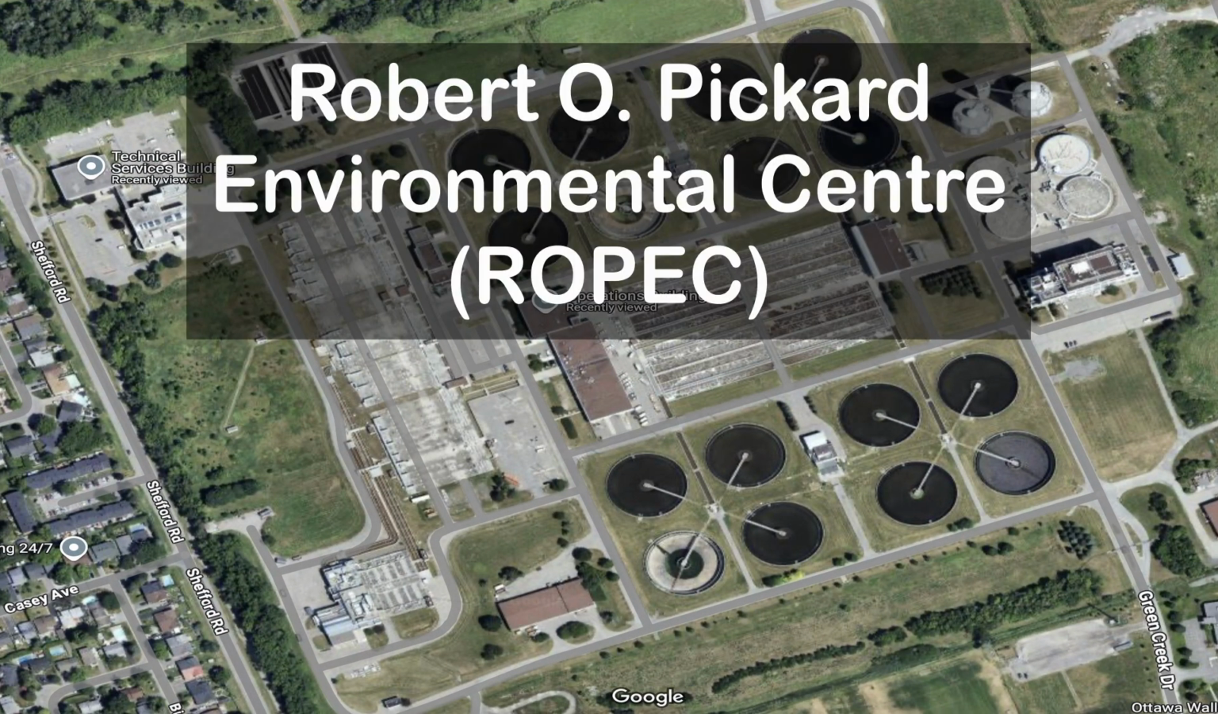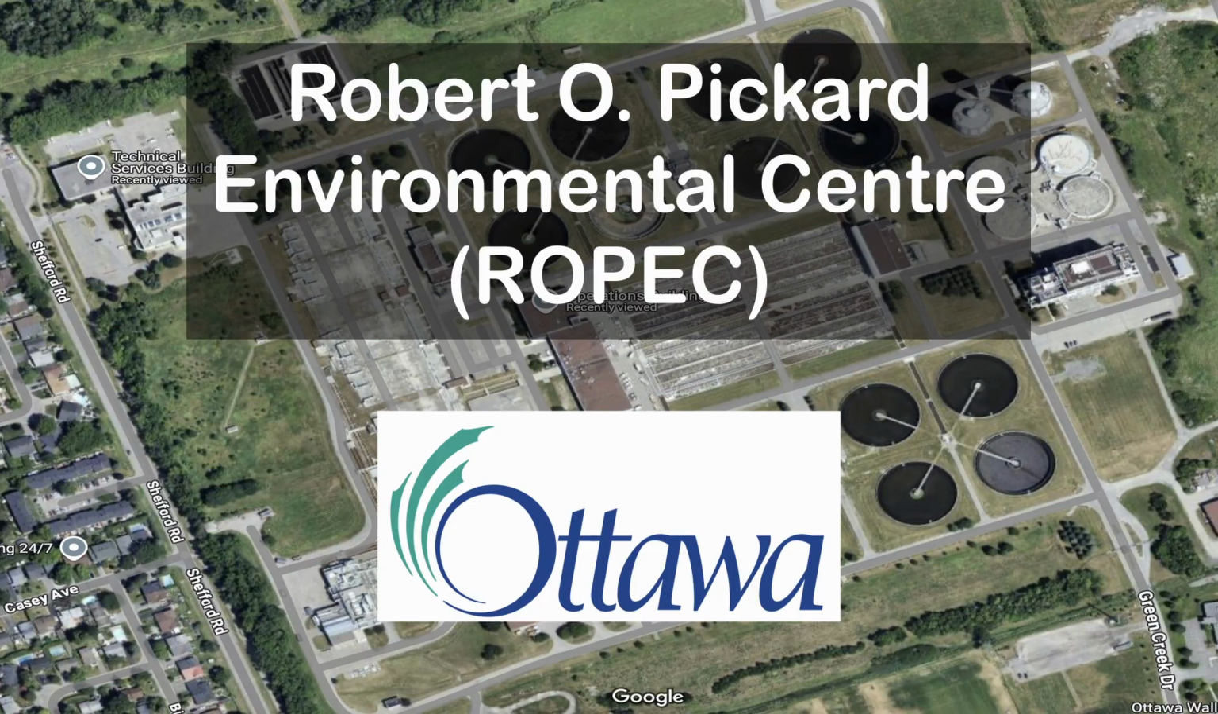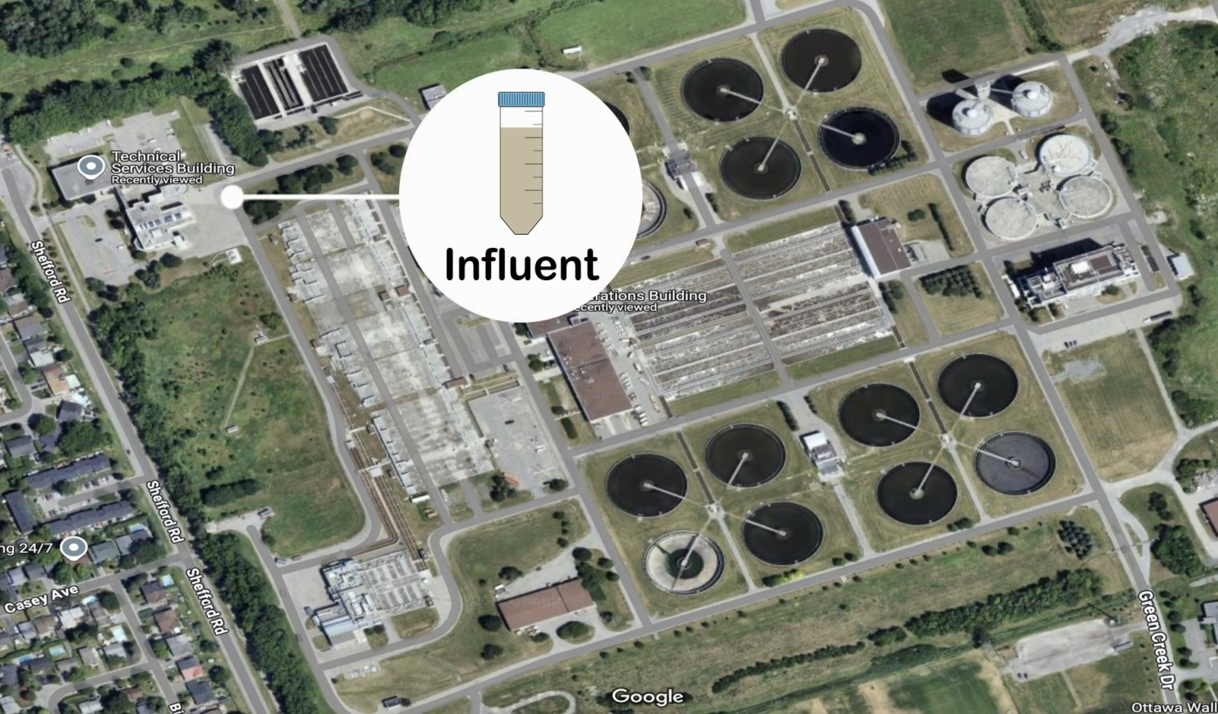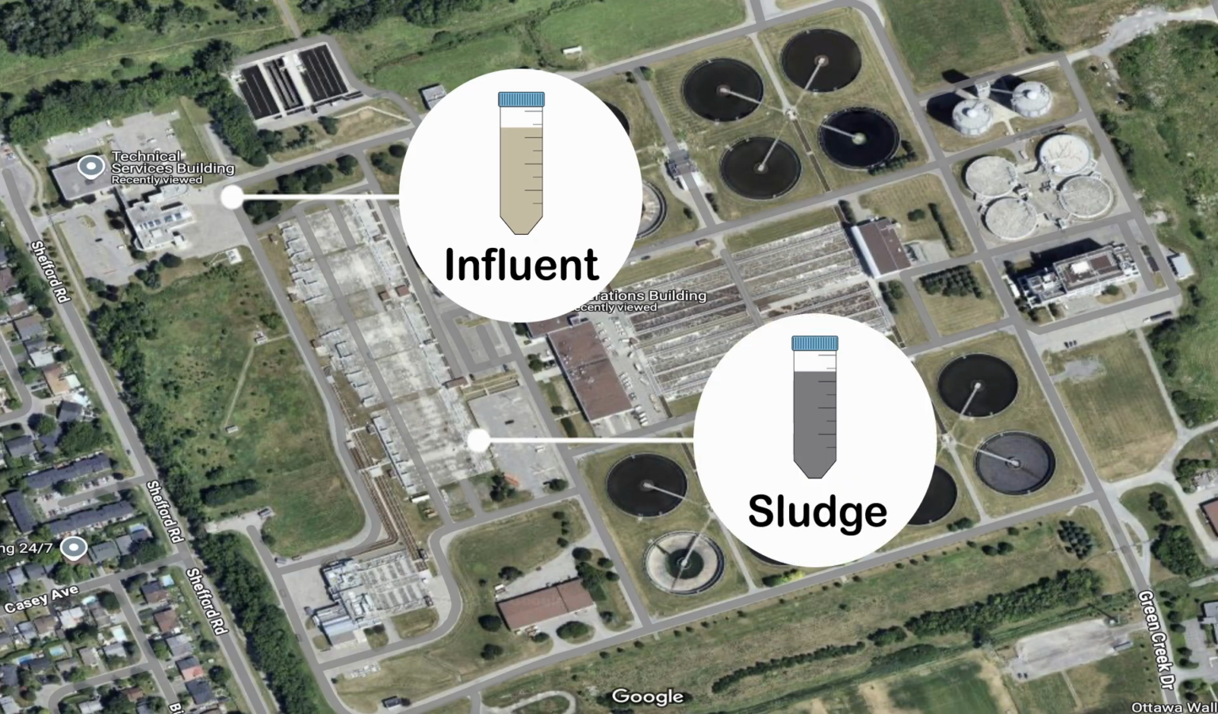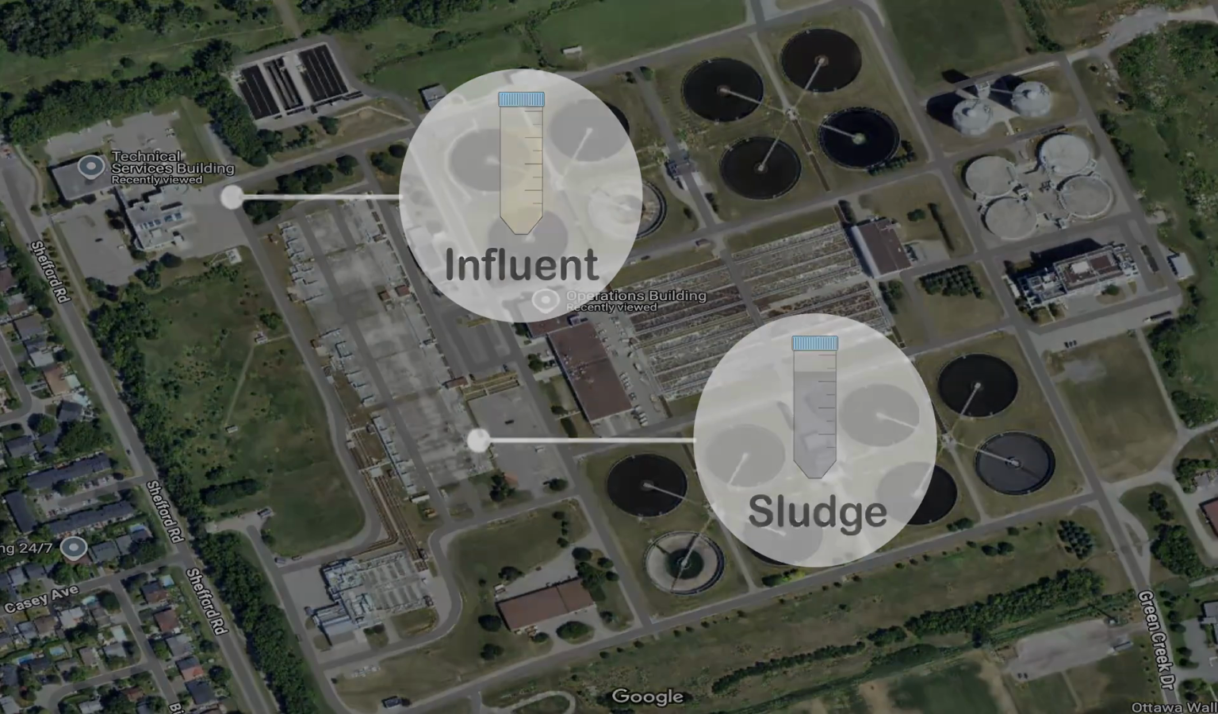This is a bird's-eye view of the main wastewater treatment facility in Ottawa. Two types of wastewater are routinely measured for viral RNA: influent, which is water that flows into the facility, and sludge, which is taken from the primary clarifier within the plant. Here is an overview of the workflow that will be showcased in this video.